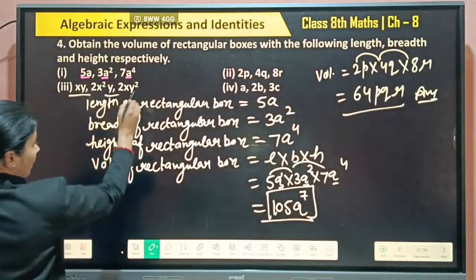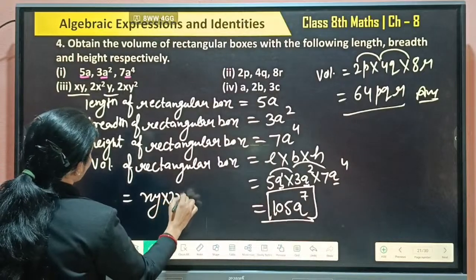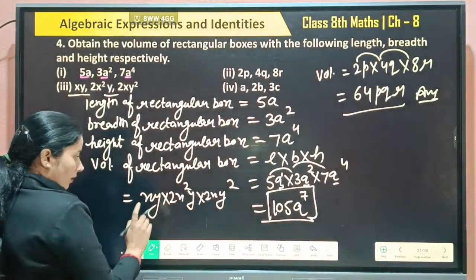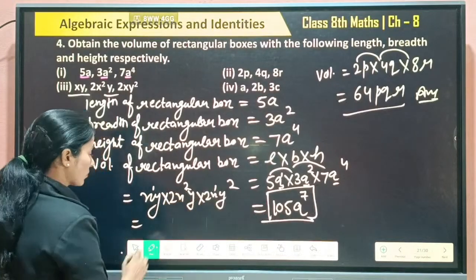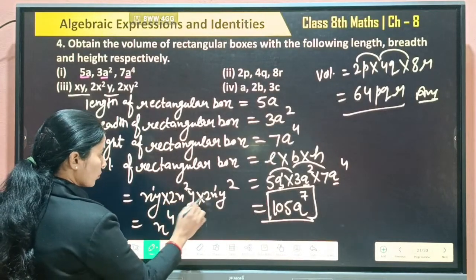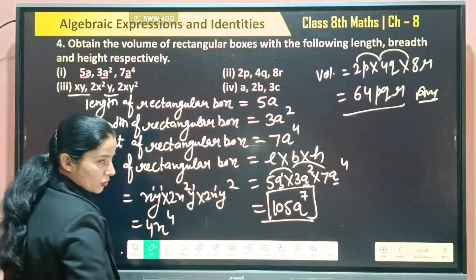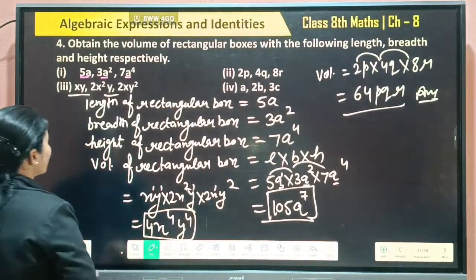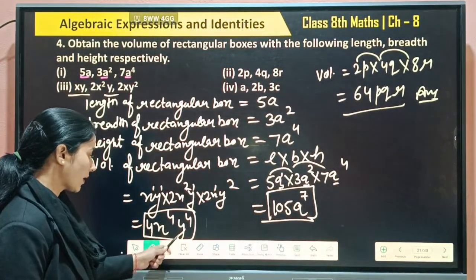Similarly, the third part. What will be the volume? Volume will be xy into 2x square y into 2xy square. Base same, powers will add: x raised to power 1, x raised to power 2 and x raised to power 1, so x raised to power 4. This 2 into 2 is 4, and y raised to power 1, there also y raised to power 1 and there y raised to power 2, so y raised to power 4. With these dimensions xy, 2x square y and 2xy square, the volume will be 4x raised to power 4 and y raised to power 4.